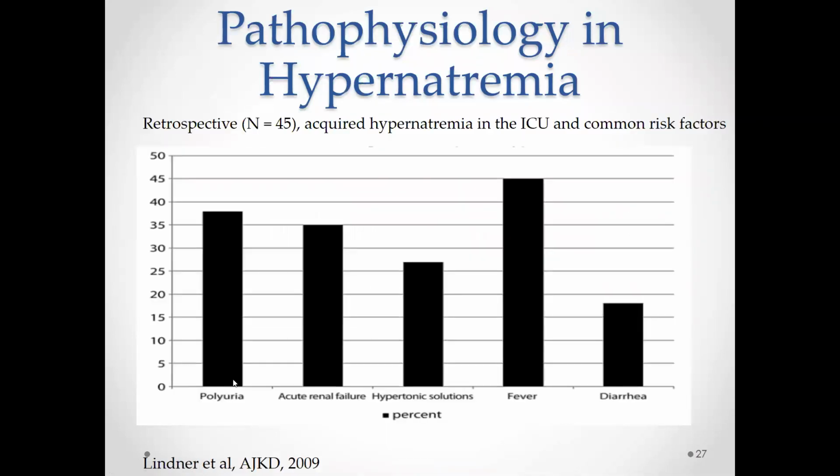And here's another study, a retrospective study of about 45 patients with acquired hypernatremia in the ICU. They found that the top 5 causes are here: polyuria, acute renal failure, hypertonic solution, fever, or diarrhea. And 4 out of 5 of these causes have to do with water loss. Only hypertonic solution has to do with sodium gain.